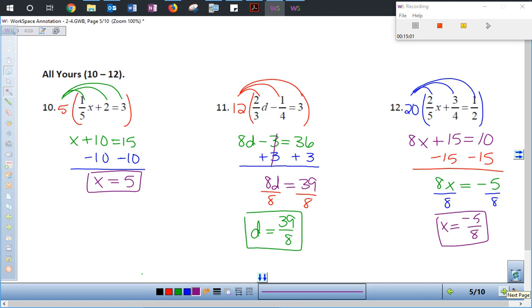Okay, on number 10, you should have multiplied the entire equation by 5, and you should have gotten x equals 5. On number 11, we wanted to multiply by 12, and you should have gotten d equals 39 over 8. Again, weird answer, but you should know if you're correct by checking in your calculator. And on number 12, we multiplied the whole thing by 20, and we got x equals negative 5 over 8.